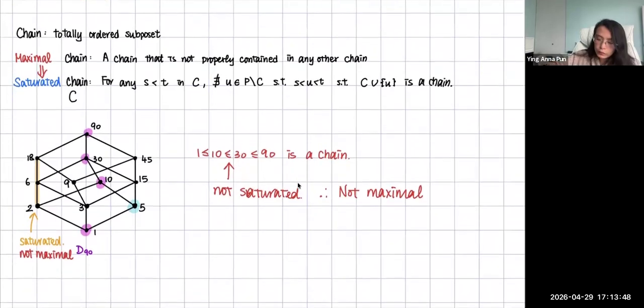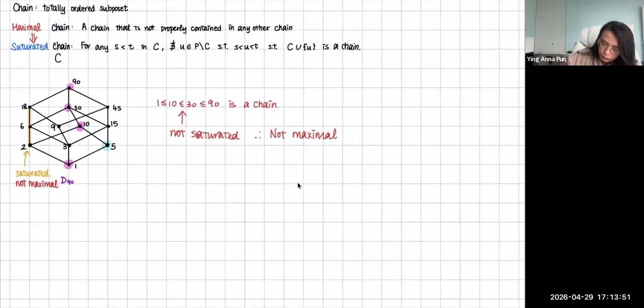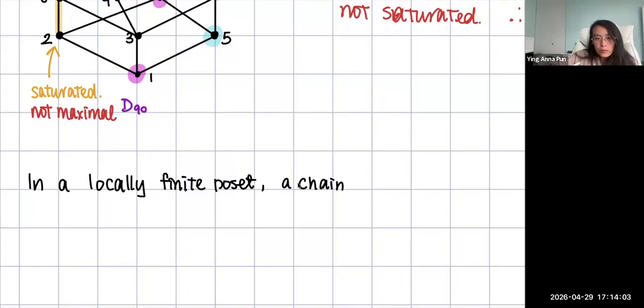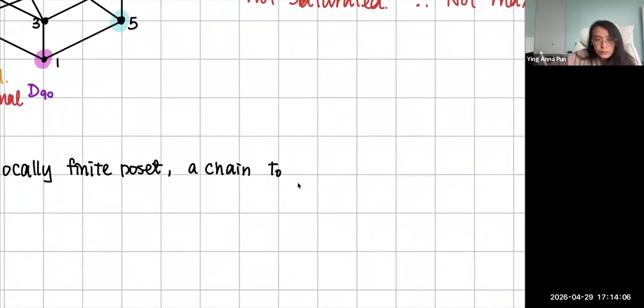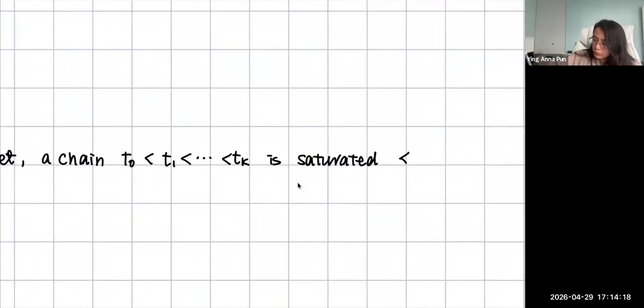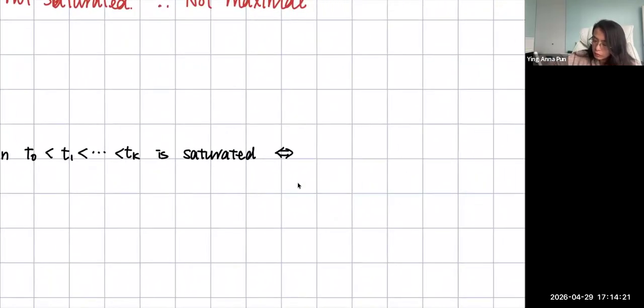And then if you are locally finite, let me just write it here. In a locally finite poset, a chain T1 through Tk is saturated if and only if all the relations here are covering relations. So that's how you can see it's saturated.